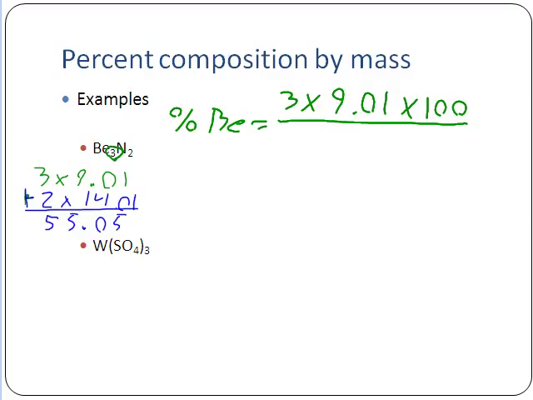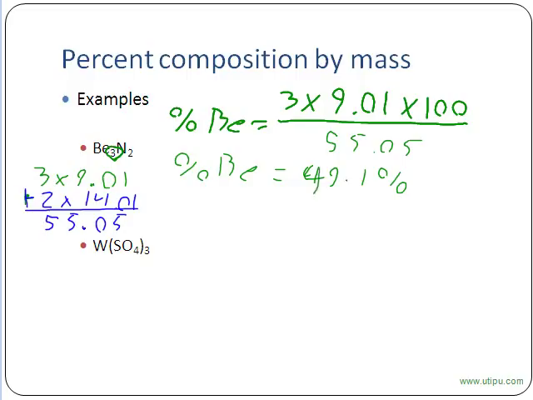And so that means we'll use that over here. 55.05 is what we have here. So some quick math shows that we have 3 times 9.01 times 100, and then divide that by 55.05. And so we find the percentage by mass of Be has to be a total of 49.1% Be for this particular substance right here.